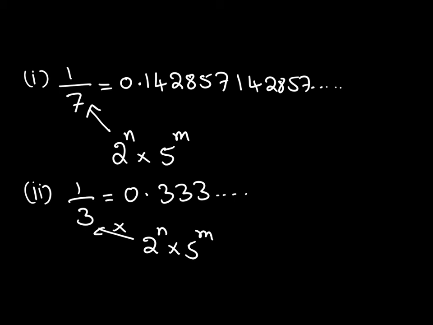So looking at the denominator, if they are of the form 2 to the power n times 5 to the power m, we can conclude whether the fraction is going to have a terminating decimal or a non-terminating repeating decimal.